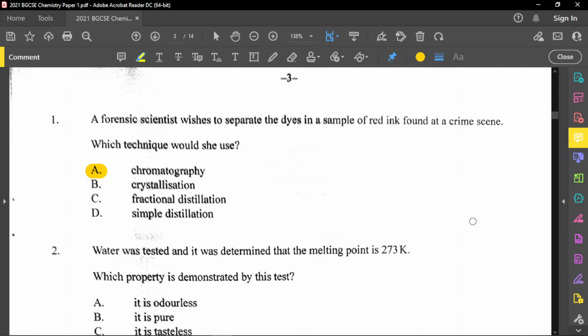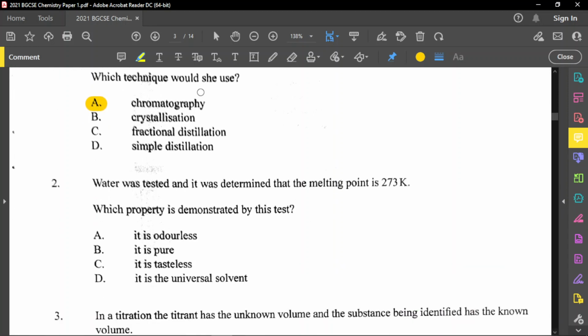So, question number 2. It said water was tested and it was determined that the melting point is 273 Kelvin. Just to note, 273 Kelvin is the same thing as 0 degrees Celsius. This is the melting point of water.